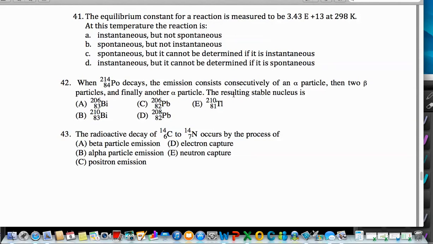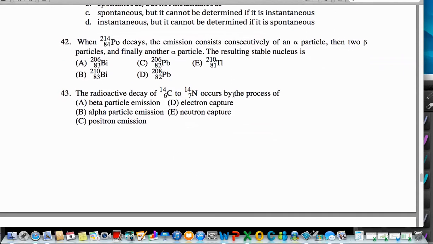Number 41, we have an equilibrium constant that is much, much greater than 1. That means you have a spontaneous reaction, but it tells us nothing about the rate. So we know that it's spontaneous, but we do not know if it's instantaneous. It could be fast, it could be slow.